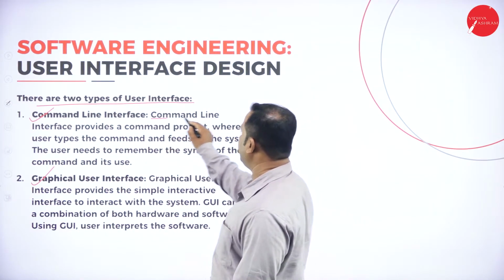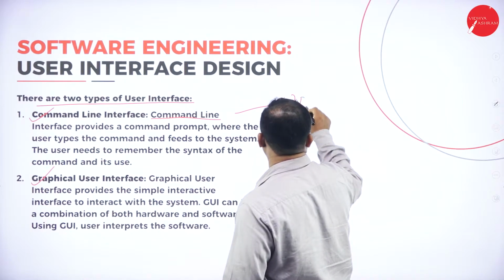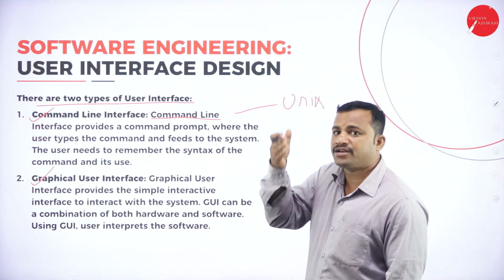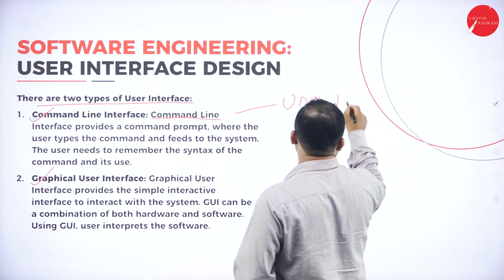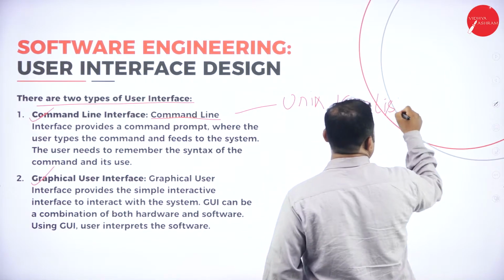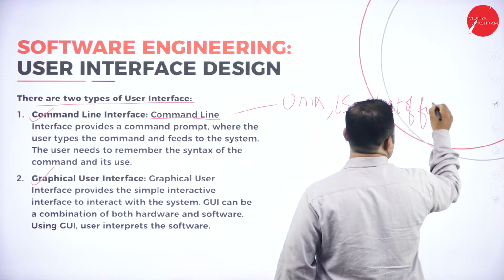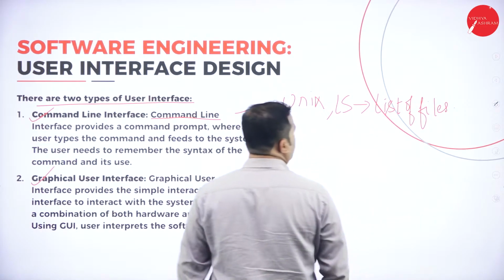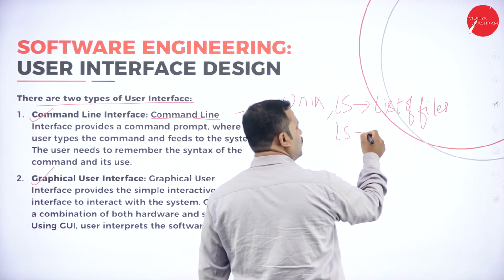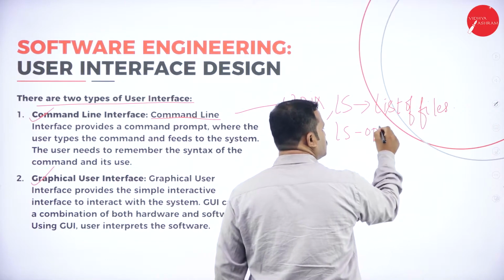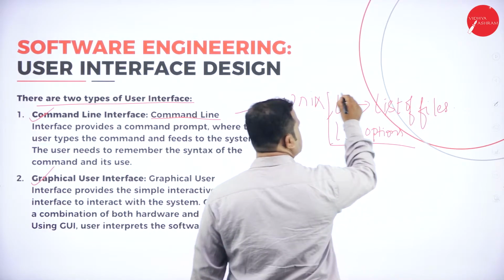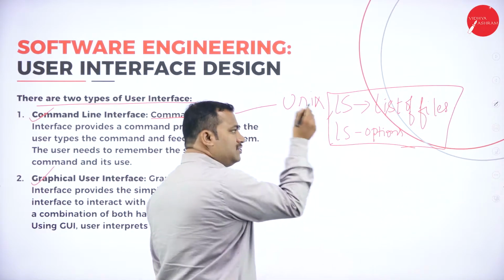Example for command line interface is Unix operating system, because you will enter only the commands to interact with the system. For example, ls is the command we use to find out the list of files. Then we have many other type of options like ls hyphen, with so many options are there. So these are certain commands we enter here in Unix operating systems to interact with the system.